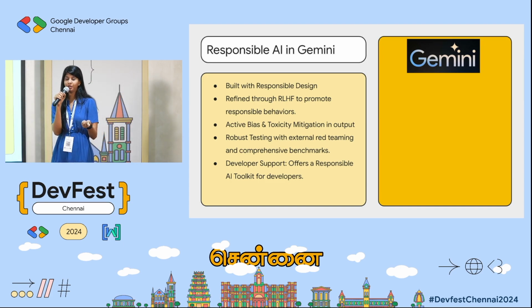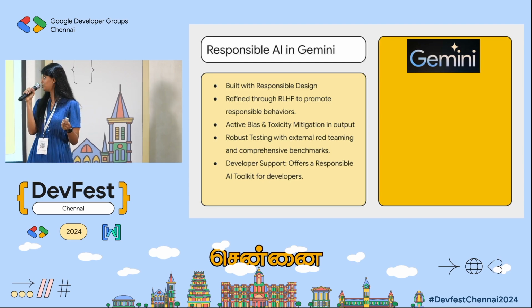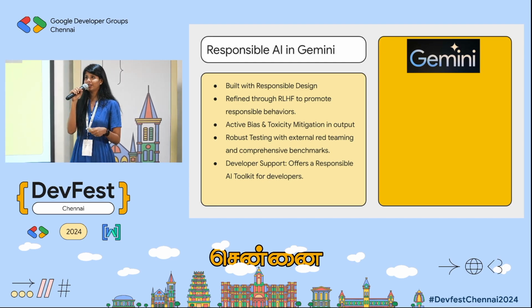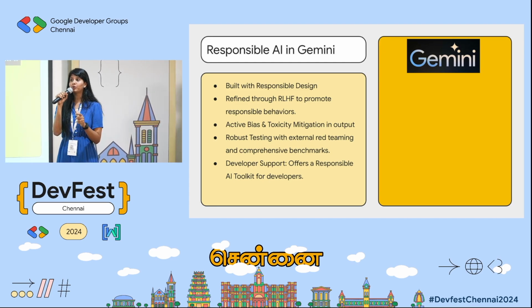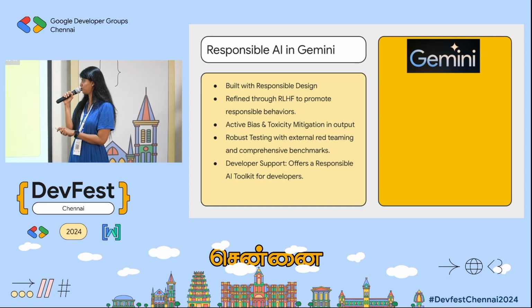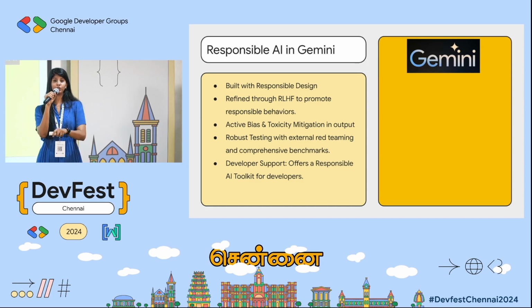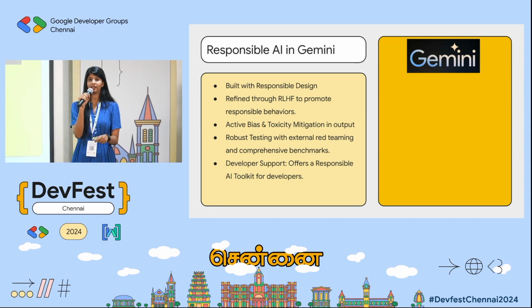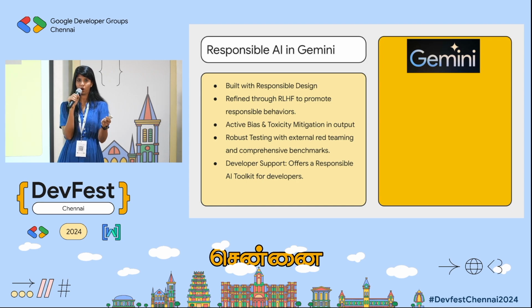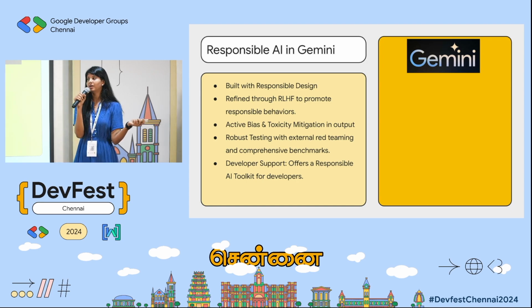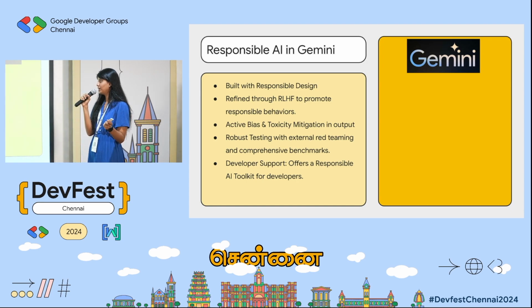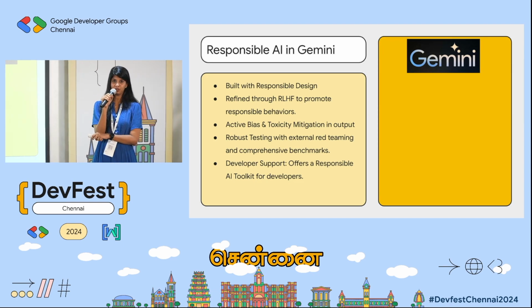And also for developers, Gemini offers a Responsible AI Toolkit. It gives you multiple guidance on how to implement Responsible AI in your application. And if you are finding any toxicity in your output, how do you trace it back, right? They offer you the LIT framework, which gives you interpretability of your prompt. How do I trace back to the Responsible AI solutions? So do check out this Responsible AI Toolkit for developers.